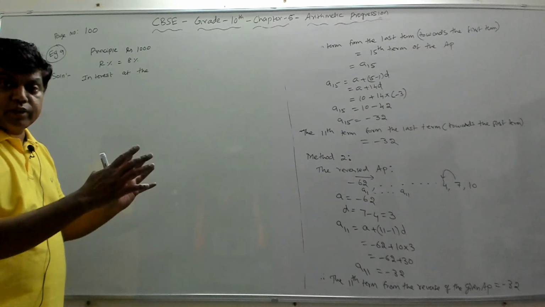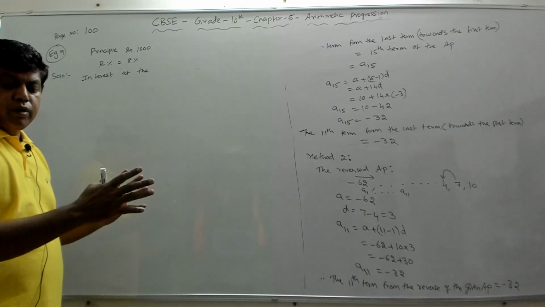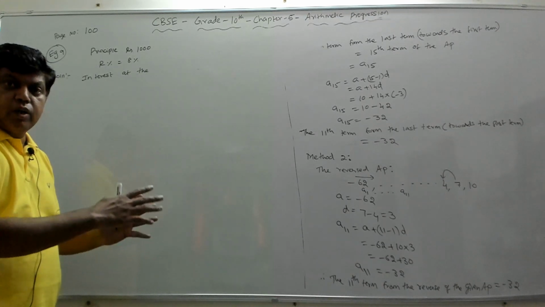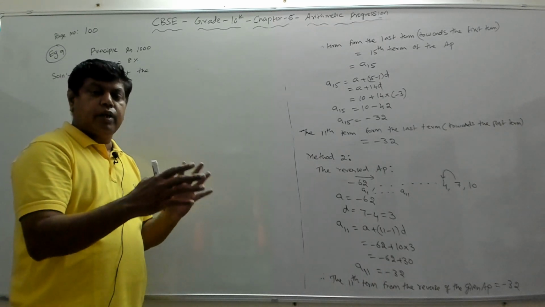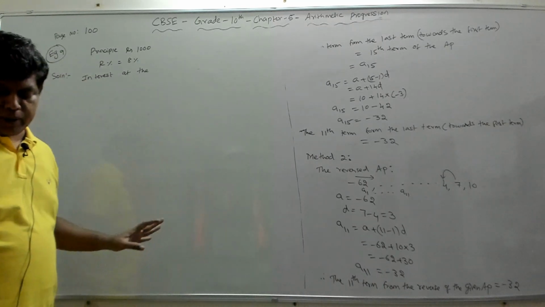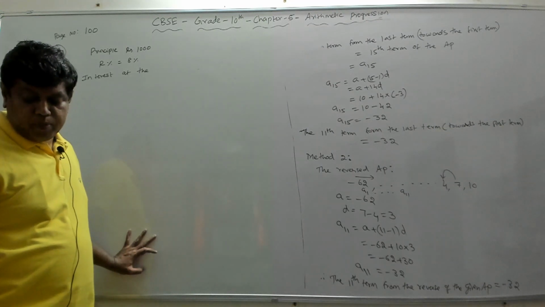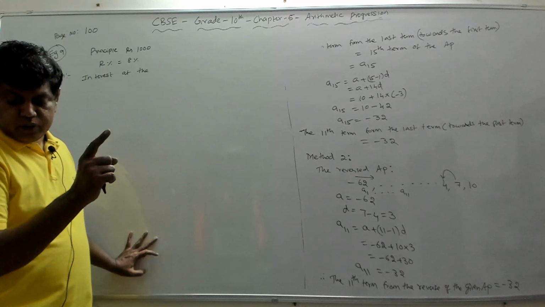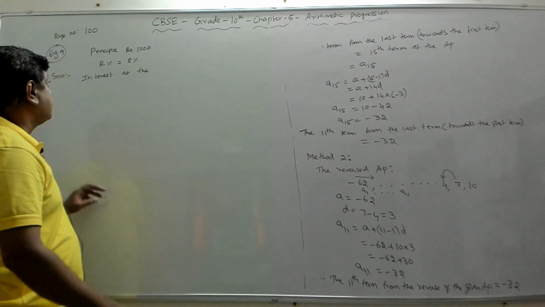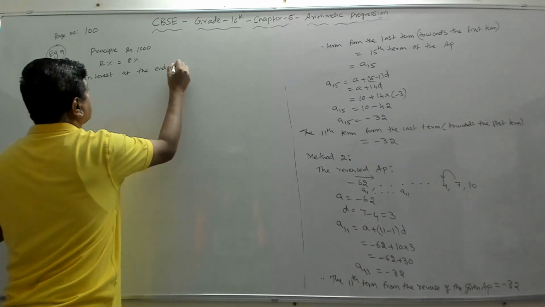Then we get the list of interests. What is the interest at the end of first year? What is the interest at the end of second year? What is the interest at the end of third year? Then we have to check whether those form an AP. If they form an AP, then we have to find the interest at the end of 30 years. So let's find the interest at the end of first year.